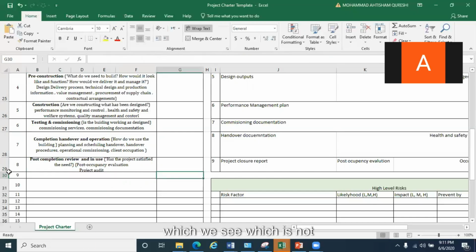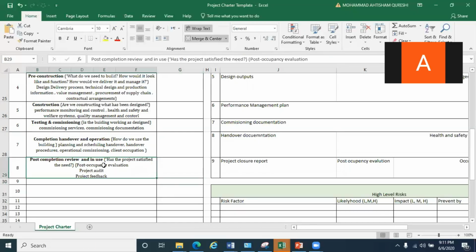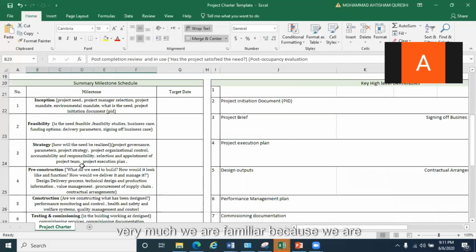which we are not very familiar with because we are working in telecommunication. But in all, a construction project has a different project life cycle, with different names of the phases, and IT has different project life cycle names. But the project management life cycle stays the same.